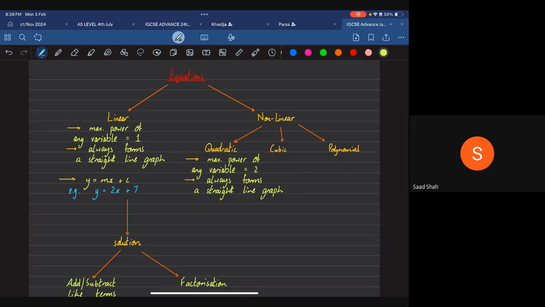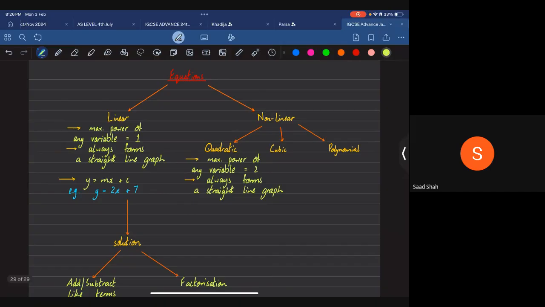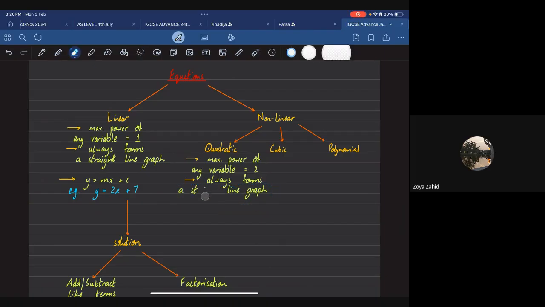Khushi is absolutely right. In quadratic equations, the power of the variable is 2, and in linear equations, it's 1. All right. What else? Yes, Zoya, what else? It's the same thing, but basically there are now two x values. Okay, yeah, two x values, and it always forms a curve. Always forms a curve on the graph.